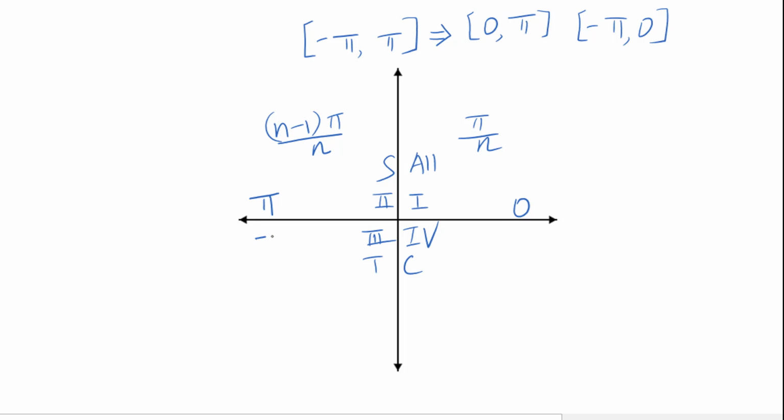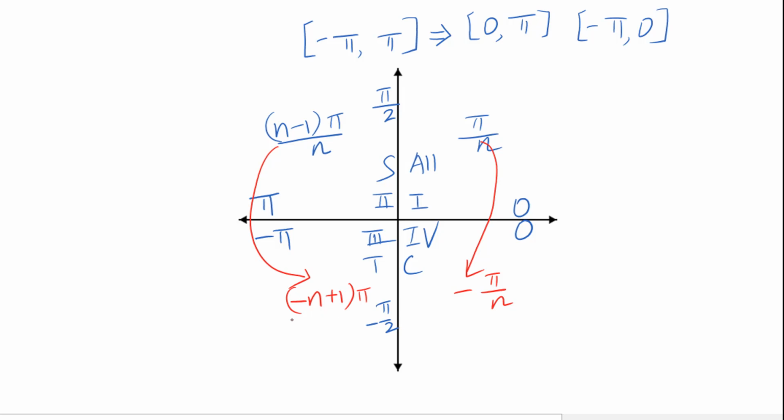Then from negative pi to 0, we label here is pi over 2. This will be negative pi over 2. We will get the opposite of pi over n, which is negative pi over n. Here, you will get negative n plus 1 pi over n. If you want to draw the quadrantal angles, you can label here it's 1, 0, 0. Here, negative 1, 0, 0.